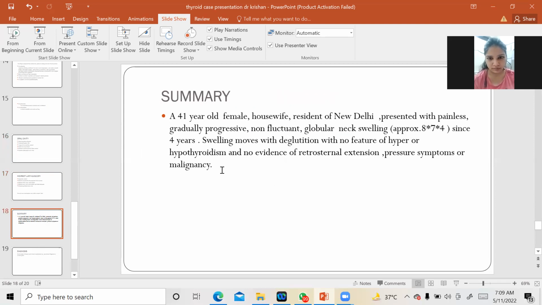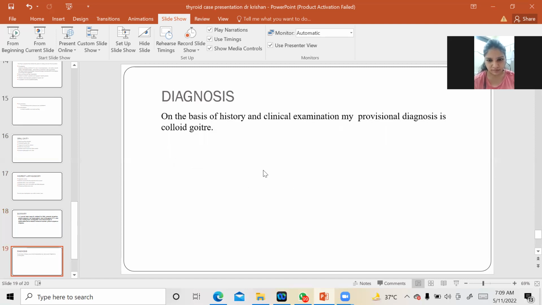Coming to the summary of the case, our patient was a 41-year-old female, housewife by occupation, resident of New Delhi, who presented with a painless, gradually progressive, non-fluctuant globular neck swelling approximately 8 by 7 by 4 centimeters since 4 years. The swelling moves with deglutition with no feature of hyper or hypothyroidism and no evidence of retrosternal extension, pressure symptoms, or malignancy. So on the basis of history and clinical examination, my provisional diagnosis is cold goiter.